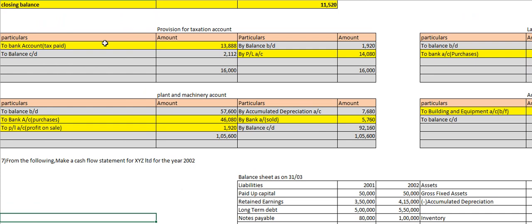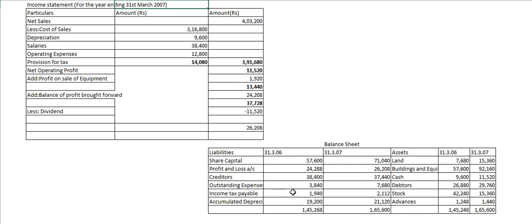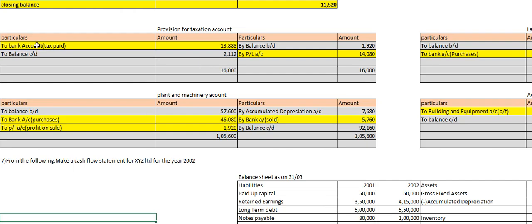So now let's move on to the ledger accounts. If you see provision for taxation, you are supposed to prepare the provision for taxation account. Why? Because you have your income tax payable which is given. For income tax payable, you have your opening balance, you have your closing balance, and provision for taxation, which is a current year provision, is given. So you can calculate your tax paid.